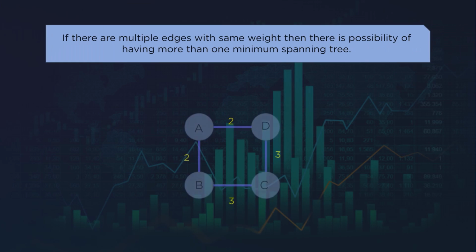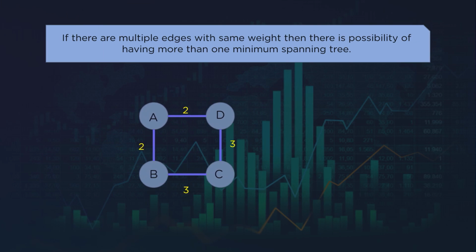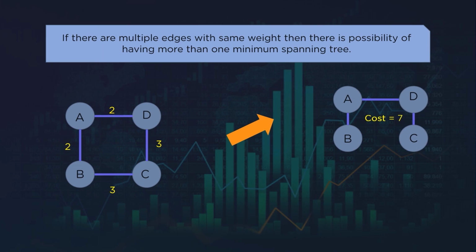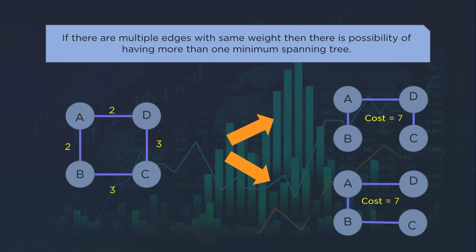The next property states that if the graph contains more than one similar weight, there is a possibility of having more than one minimum spanning tree. For example, in this particular graph, there are more than one edge having the same weights. Thus, there will be two possible minimum spanning trees with the same cost, that is 7. This is all about the properties of spanning trees.